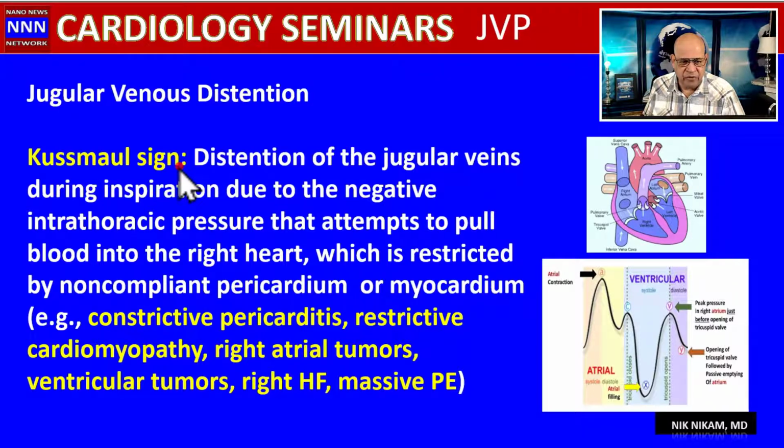It is very important to know what is Kussmaul sign. Definitely you may get a question on Kussmaul sign, especially if you are taking cardiology board exams. During normal inspiration, the jugular venous pressure drops by about 3 centimeters, but in patients with constrictive pericarditis, restrictive cardiomyopathy, right atrial tumors like myxoma, or ventricular tumors, right heart failure, and massive pulmonary emboli, because the heart cannot expand, we don't see that normal drop in the venous pressure. On the other hand, there could be a distension of the jugular veins during inspiration.